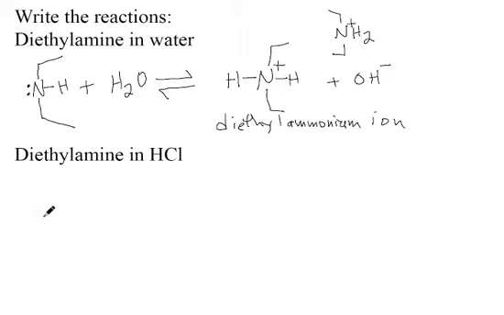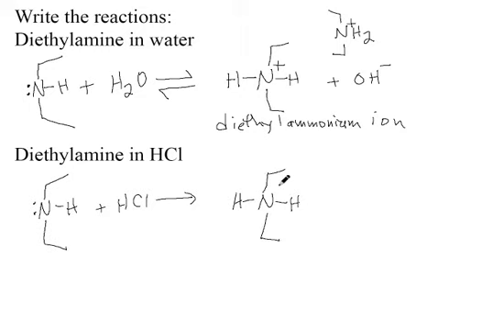If we take diethylamine and in this case react it with HCl, because HCl is a strong acid, it's going to be a single direction arrow, and our product will also be the diethyl ammonium ion, because HCl is the acid, diethylamine is the base, so our product will be the diethyl ammonium ion, and the anion will be Cl minus.